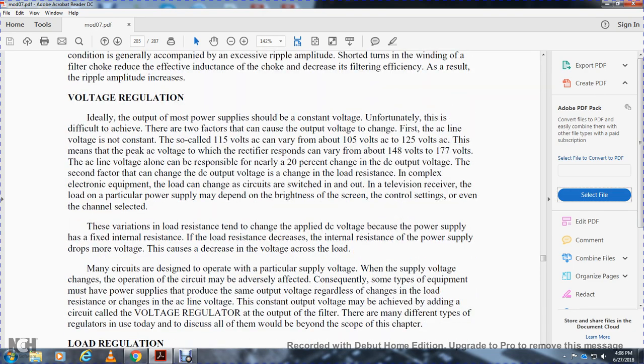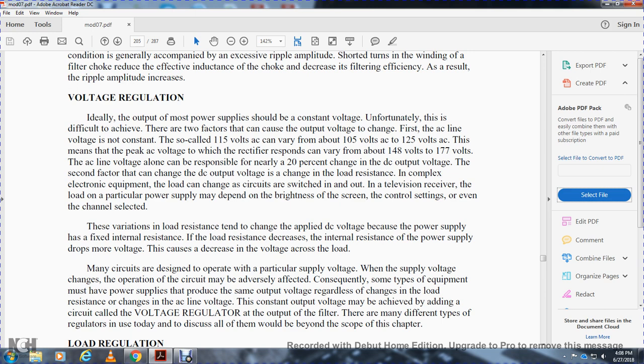Now, voltage regulation. Ideally, the output of a power supply should be a constant voltage. Unfortunately, this is difficult to achieve. Two factors can cause the output voltage to change. The first is that the AC line voltage is not constant. The so-called 115 volts AC can vary from 105 volts AC to 125 volts AC. This means the peak AC voltage to which the rectifier is subject can vary from 148 to 177 volts.